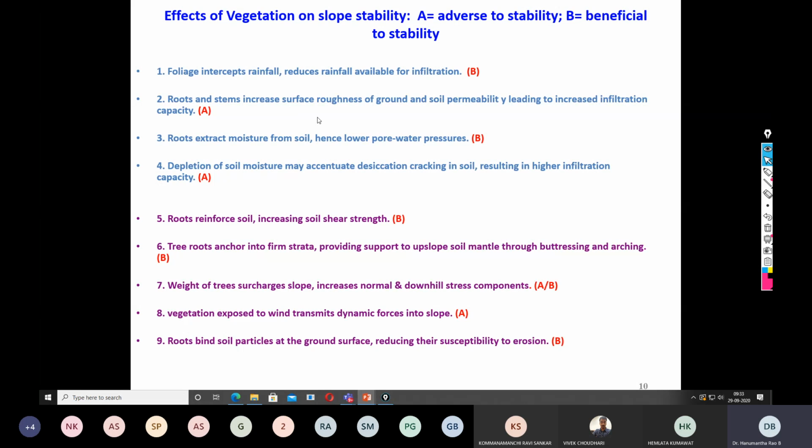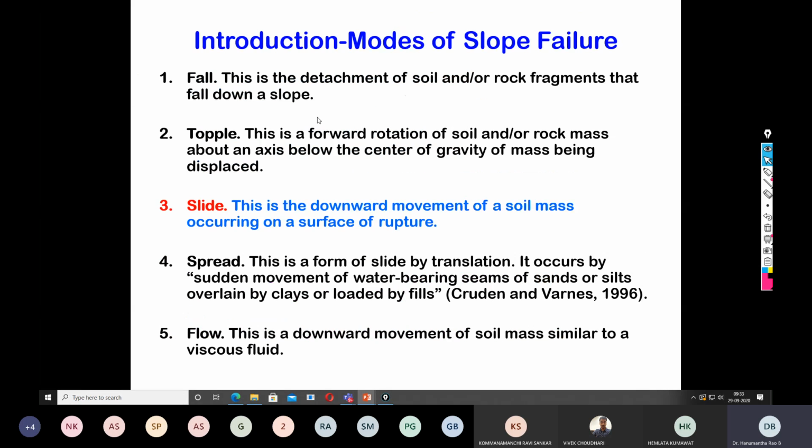causes. Then let us come to a few modes of the slope failure. So this one is fall, next is topple, next is slide, next is spread, next is flow. These belong only to soil, but apart from these modes of slope failure, you can also encounter some other kinds of failure modes when you deal with rock mechanics.